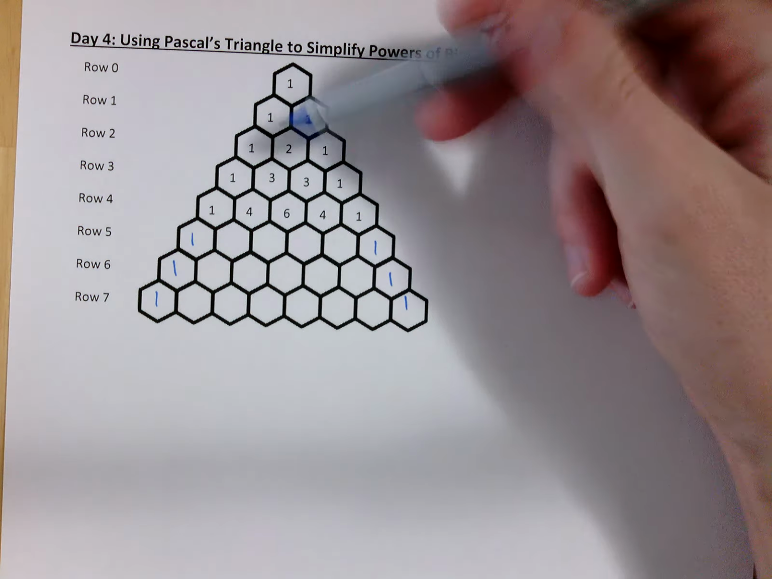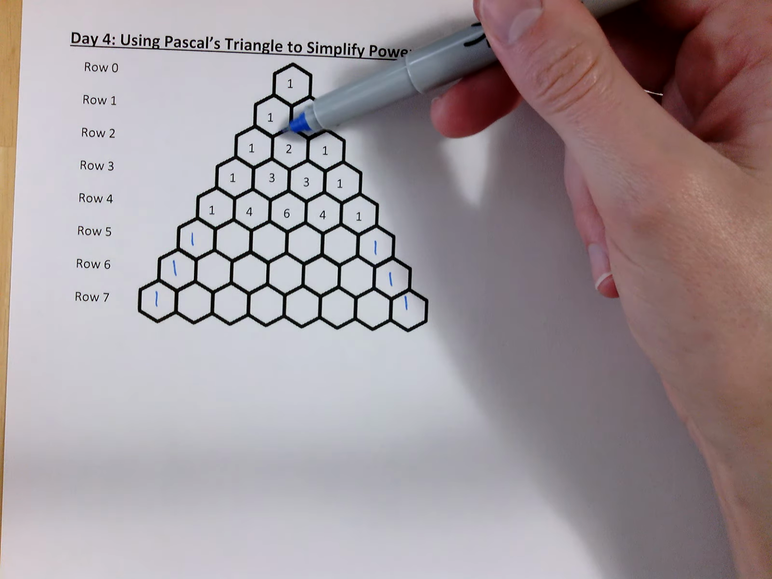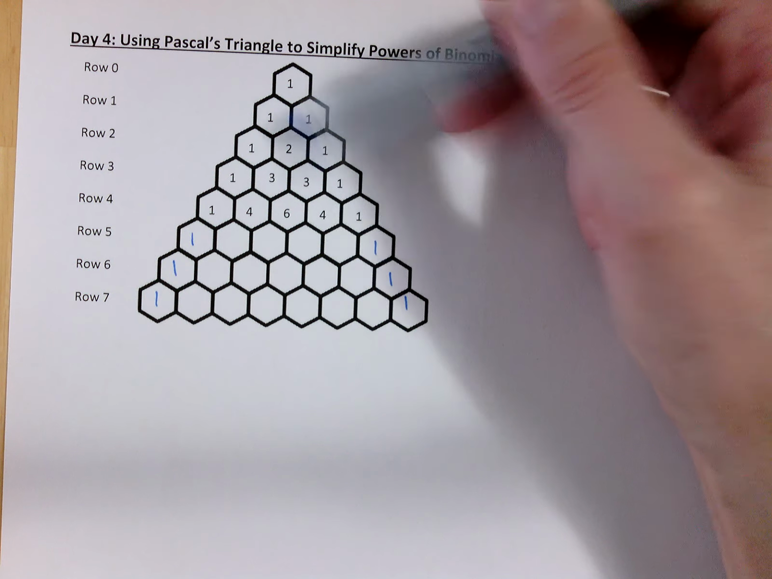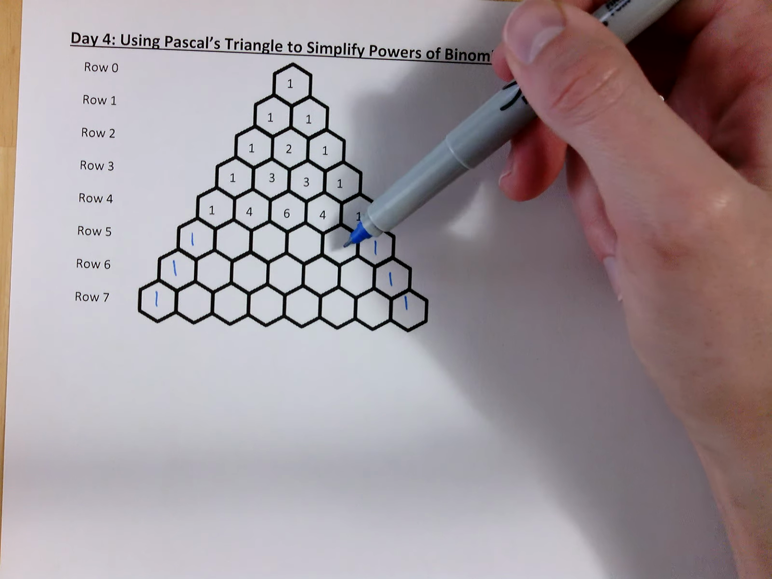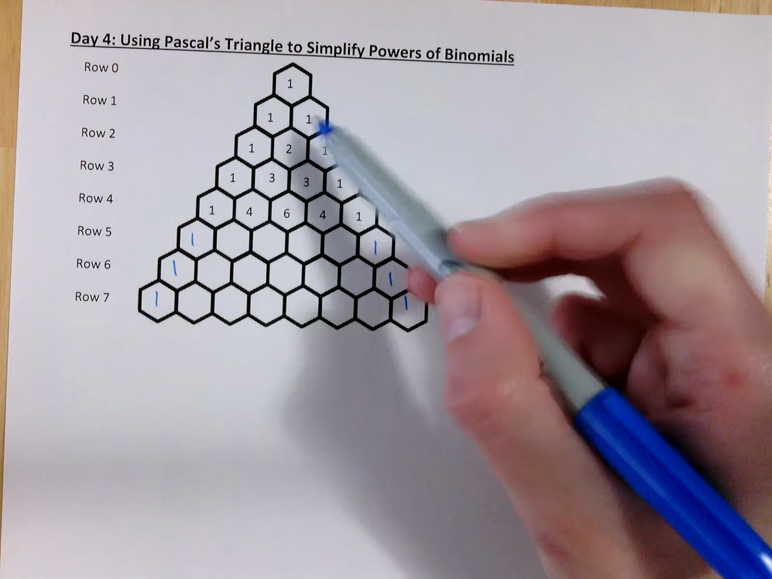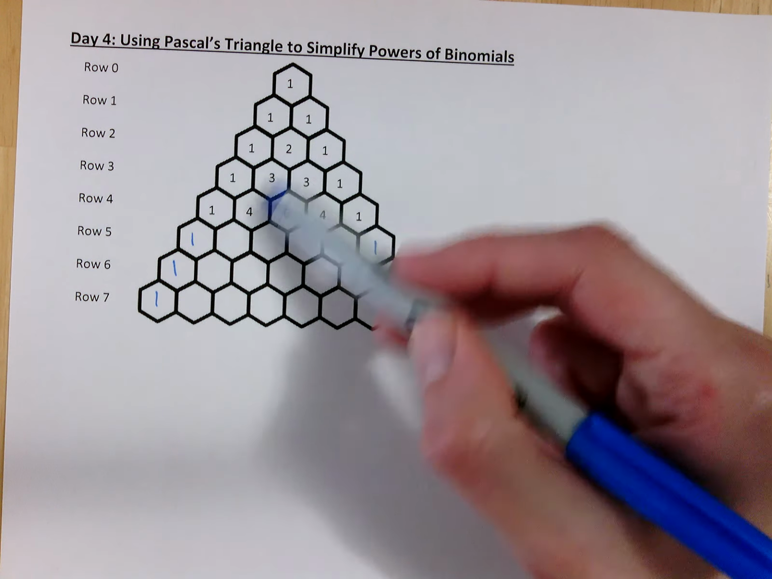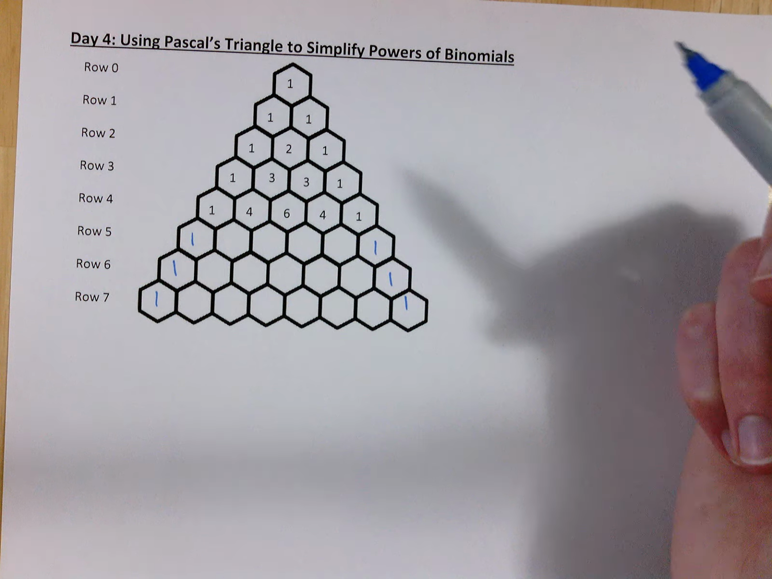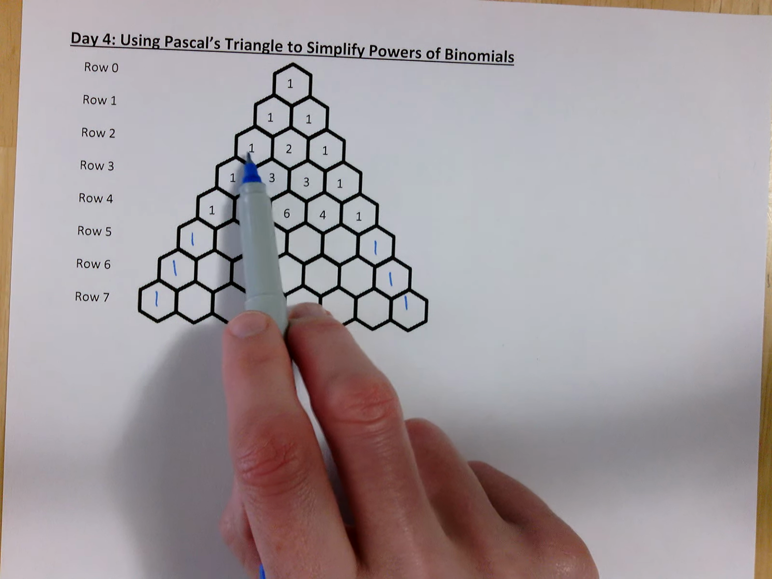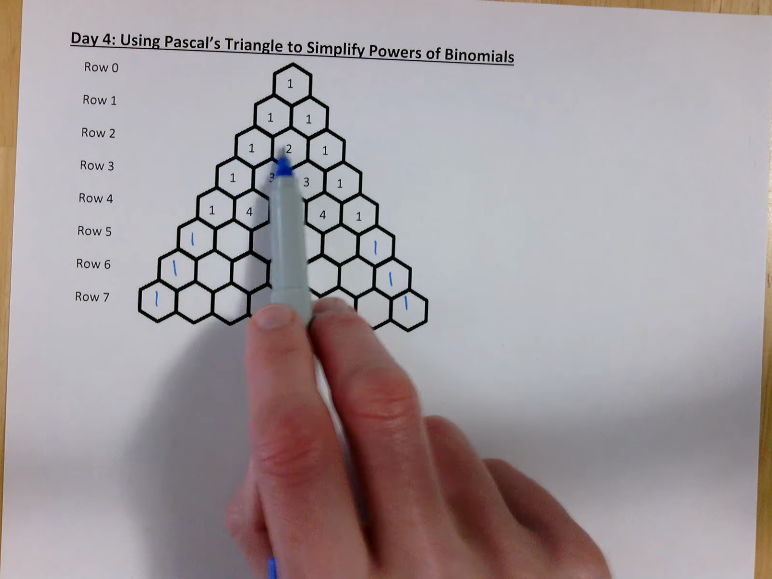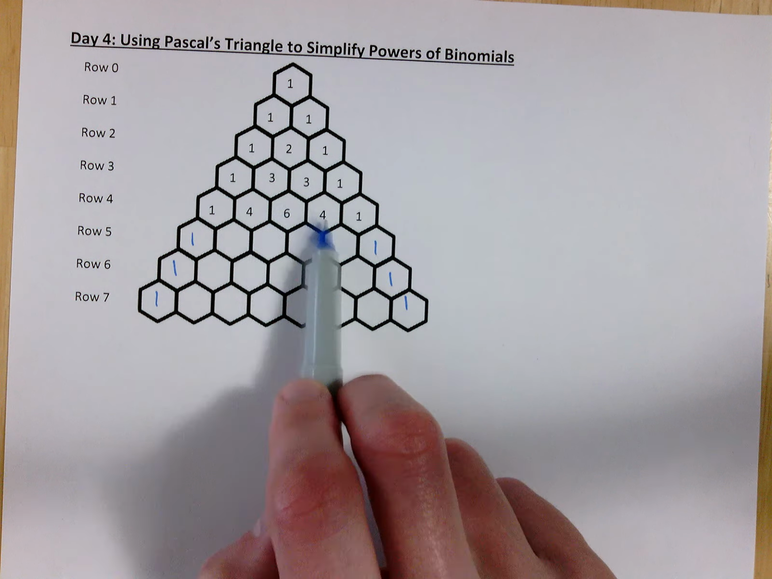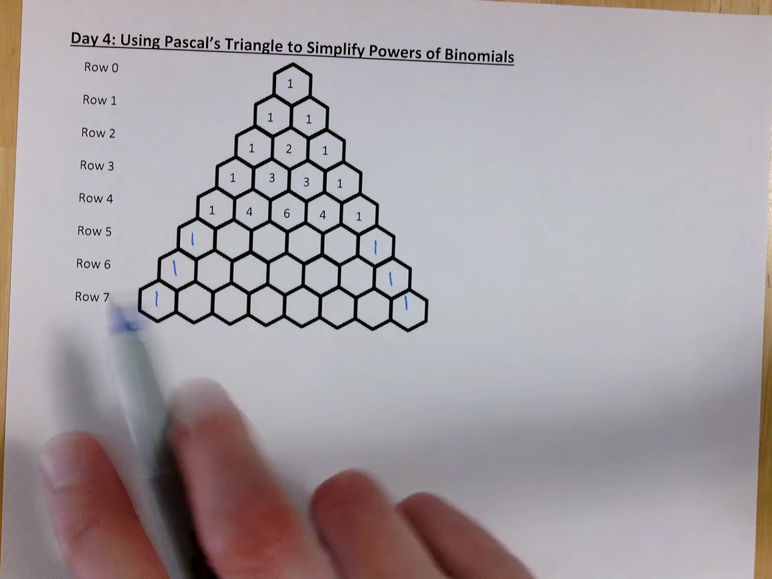All right, you could also notice that this row right here, these numbers are going up by one, right? 1, 2, 3, 4. So then I can predict 5, 6, 7. Same thing going this way, right? 1, 2, 3, 4, 5, 6, 7. All right, you might notice that this is symmetrical, right? It's 1, 2, 1, 1, 3, 3, 1, 1, 4, 6, 4, 1. So it's symmetrical going in both directions.